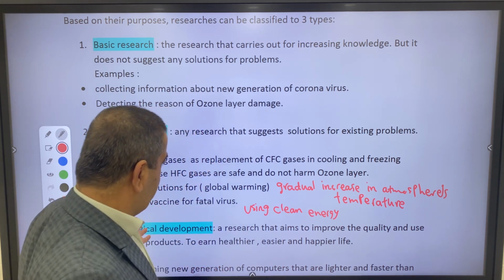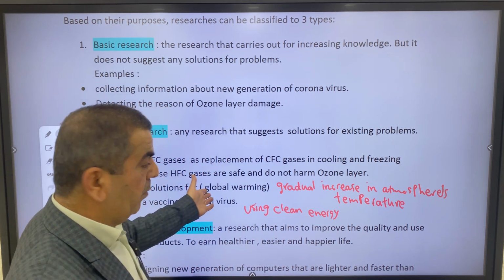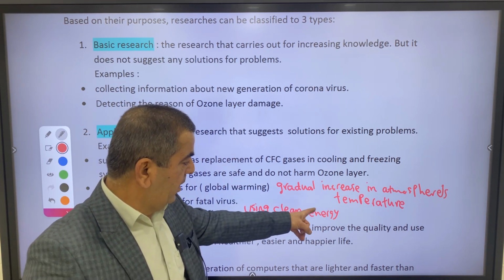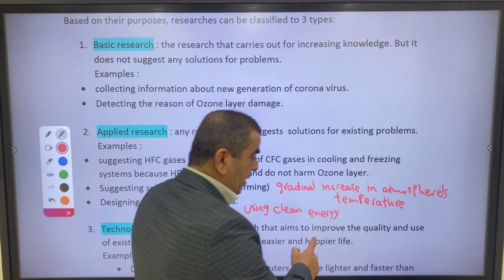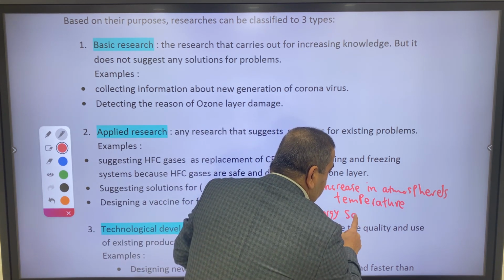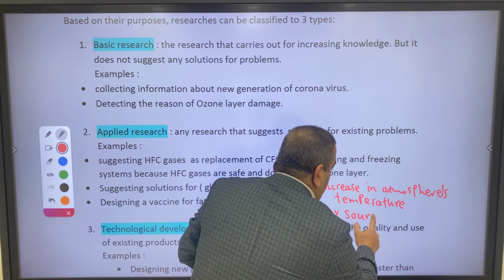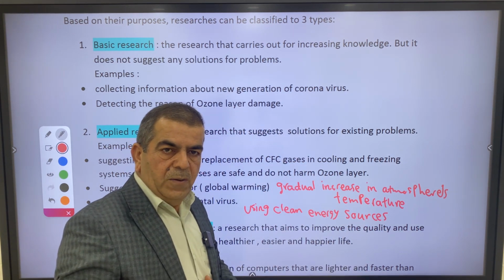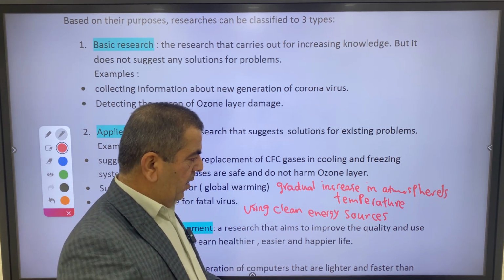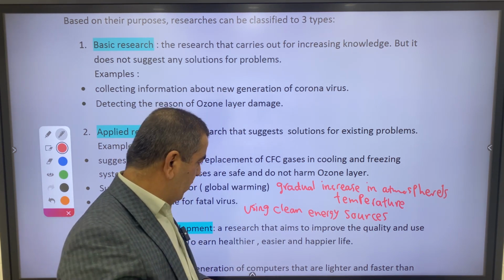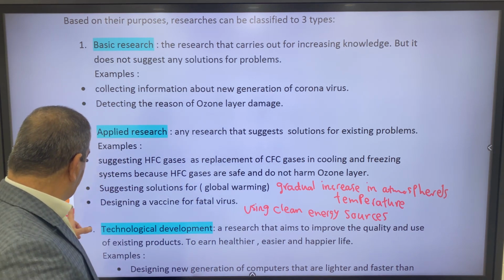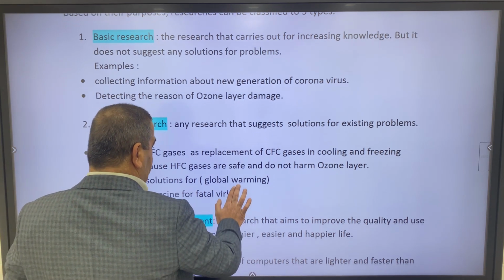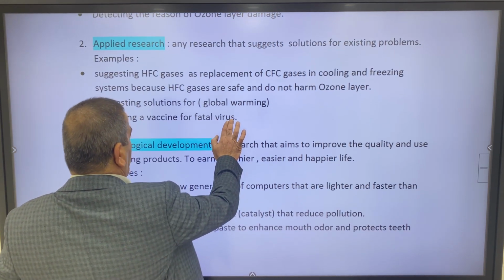So the research that was made in order to solve global warming is using clean energy, using clean energy sources. What are clean energy sources? Solar energy, wind energy, and waterfalls energy. Okay, this is the second type of research. The third type of research is technological development.